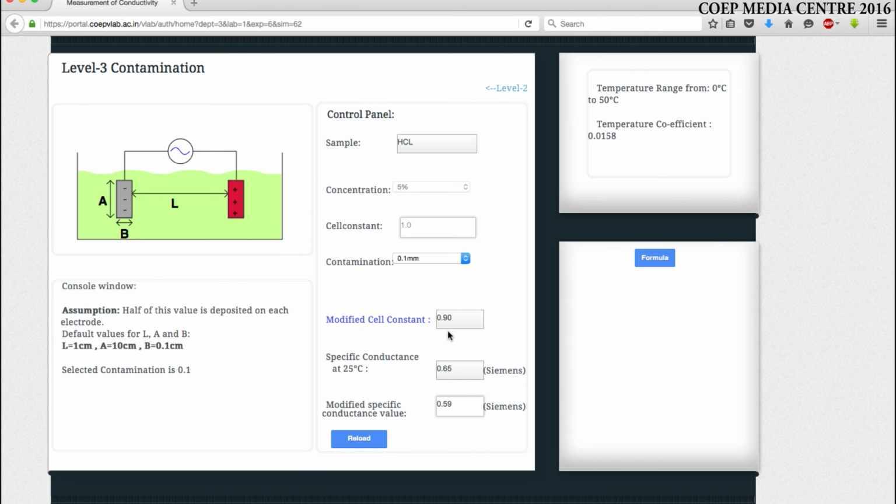This is how you can perform the 3 stages of this experiment. In the first stage, we talked about calibration. In the second stage, we talked about the effect of temperature. And in the third stage, we talked about the effect of contamination on the electrode. This is how you can perform the experiment.